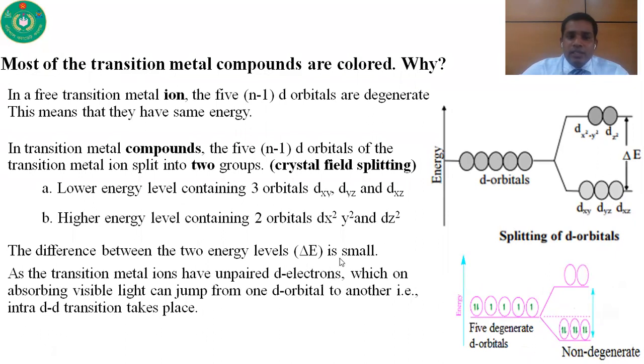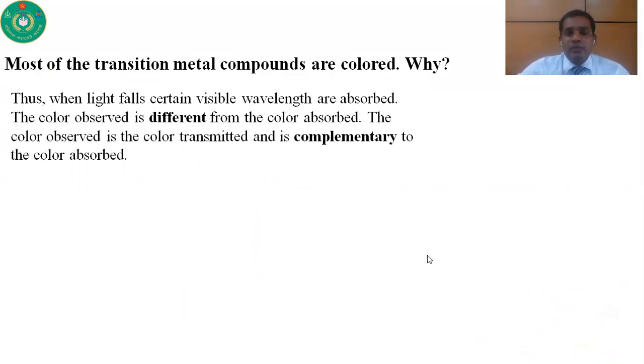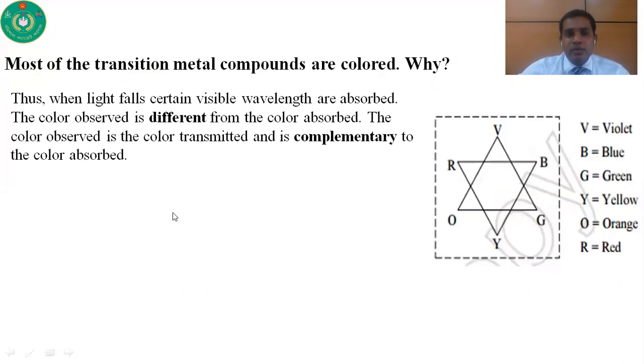So as the transition metal ion has unpaired d electrons, which on absorbing visible light can jump from one d orbital to another d orbital. That means d-d transition can occur. So when light falls, certain visible wavelengths are absorbed, and the color observed is different from the color absorbed. The color observed is the color transmitted and is complementary to the color absorbed.